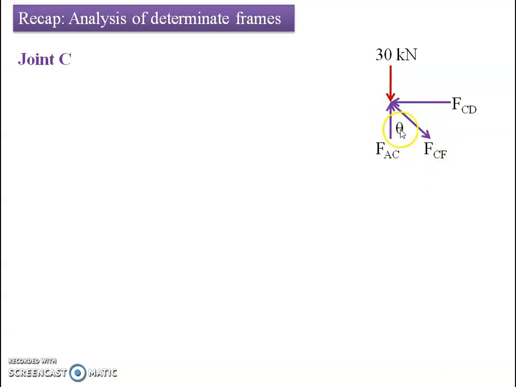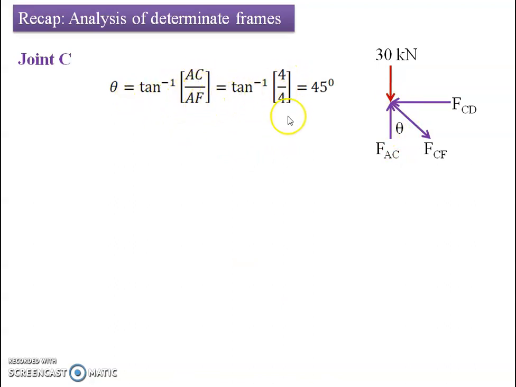These two forces are going to counterbalance. Angle theta is the inclination of this member force with reference to the vertical axis I have considered here. So theta can be found out by geometric constant as theta equals tan inverse AC by AF, which equals tan inverse 4 by 4, which equals 45 degrees.